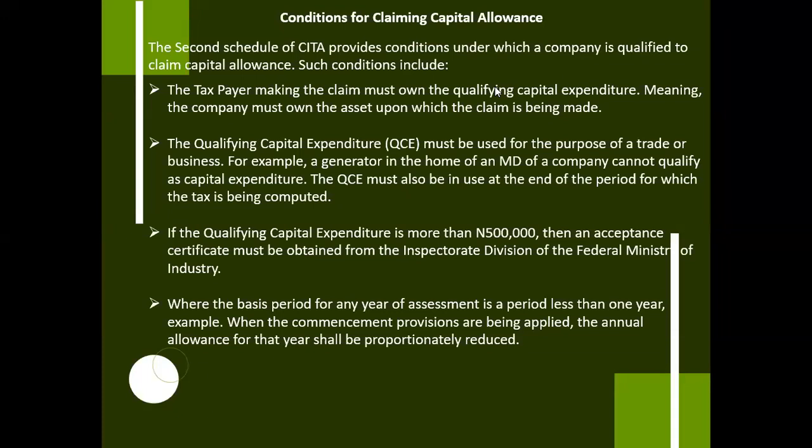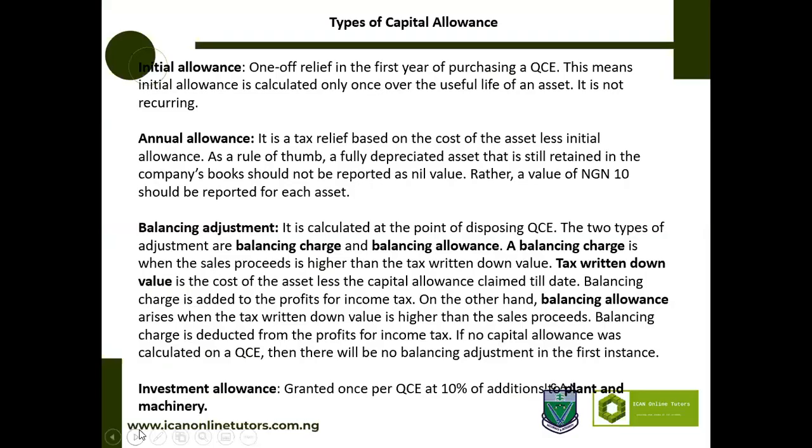Again, where the base period for any year of assessment is less than 1 year, for example, where a commencement period or provision is applied, the annual allowance for the year shall be prorated accordingly. A good example is a commencement year, where the year of assessment is not up to 12 months, let's say 4 or 6 months. For annual allowance to be granted, it has to be prorated based on the number of months and not fully granted for the 12 months. These are the conditions for capital allowance.